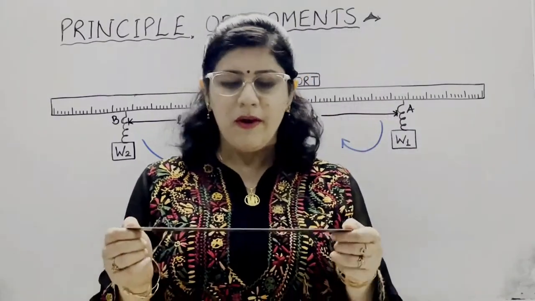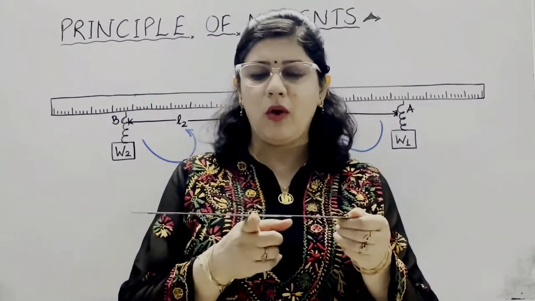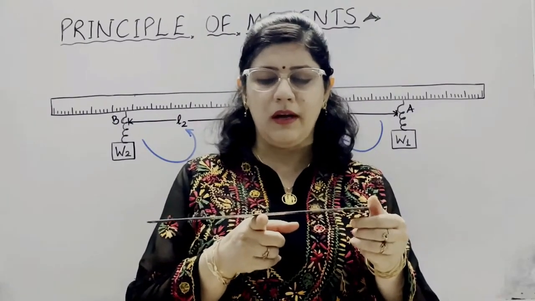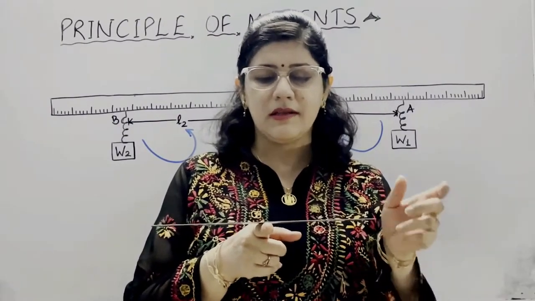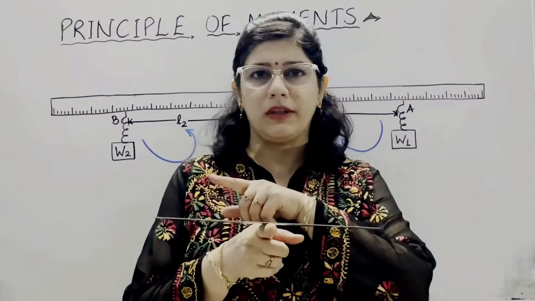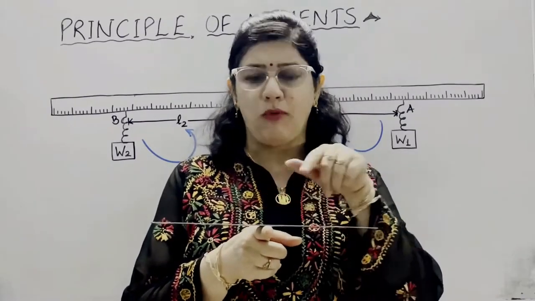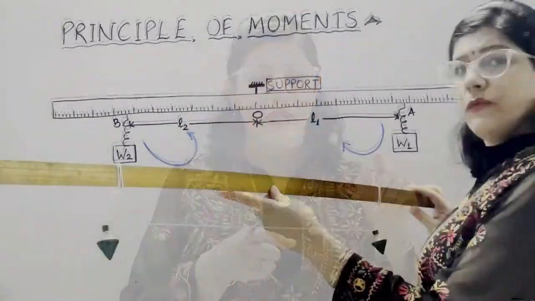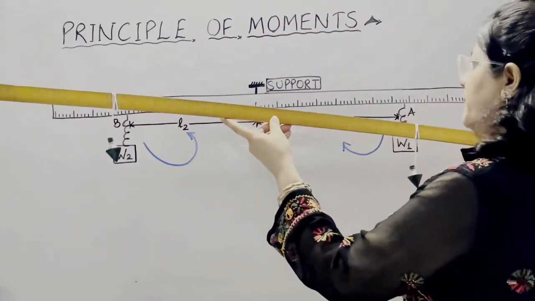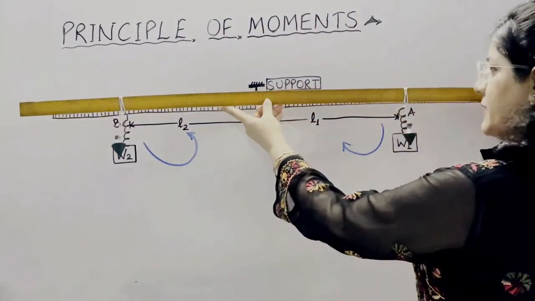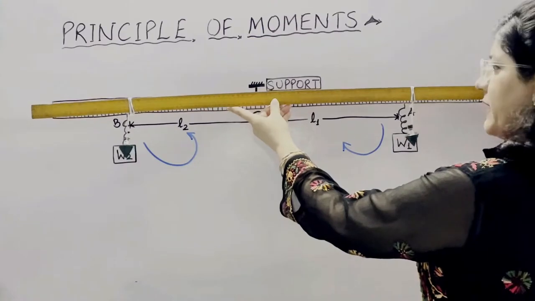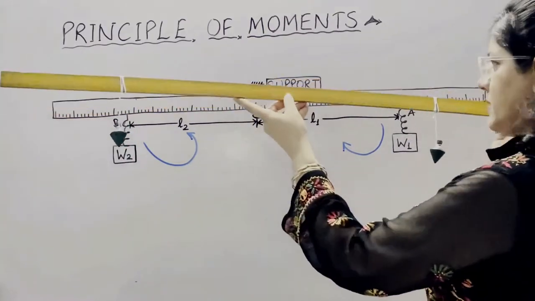As you can see, when the sum of anti-clockwise moments on the left hand side is equal to the sum of clockwise moments on the right hand side, then this body is said to be in equilibrium. For the verification of this principle of moments, I have taken this meter rule and suspended two weights from it.